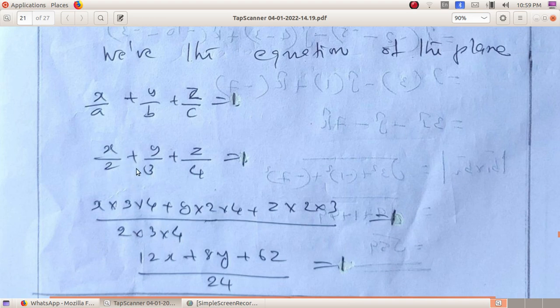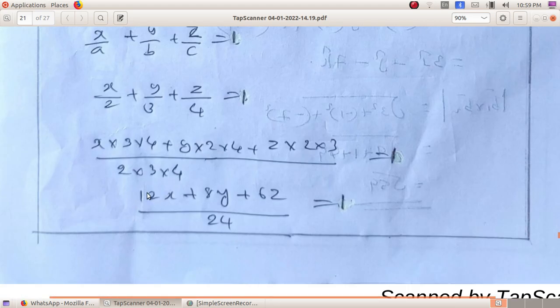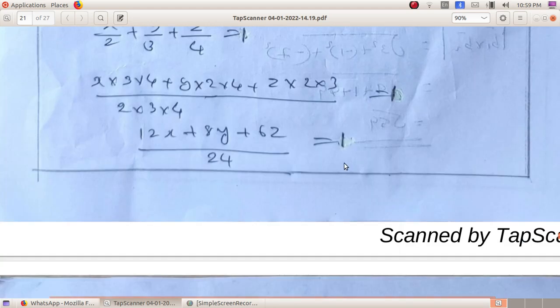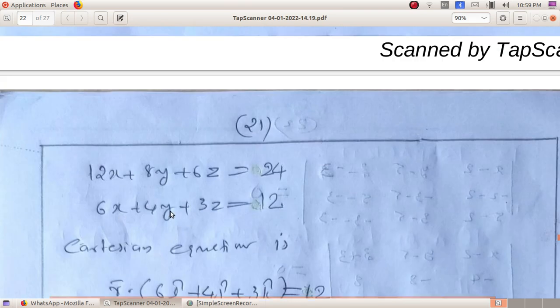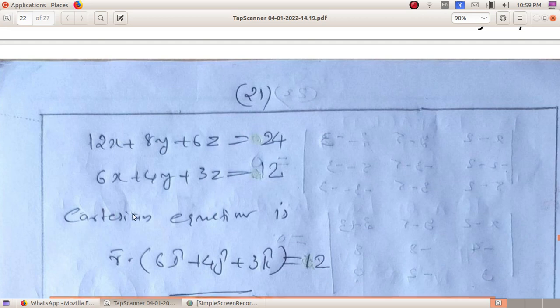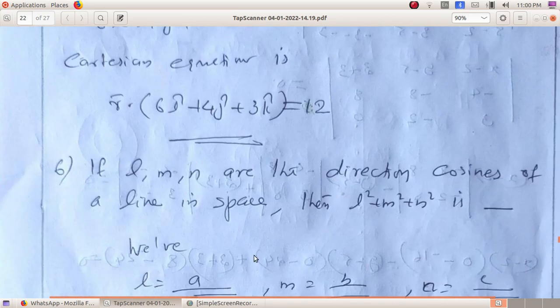Okay. Then x into 3 into 4 plus y into 2 into 4 plus z into 2 into 3, and finally 12x plus 8y plus 6z by 24. Okay, then 24 is moved to the right side, so this one, and after cutting, then 12. Okay, 6x plus 4y plus 3z is equal to 12. Then what is the vector equation? r dot n is equal to d. Okay, so r dot, what is n? How do you find n? You take the 6, 4 and 3, 6i plus 4j plus 3k, okay, is equal to 12.